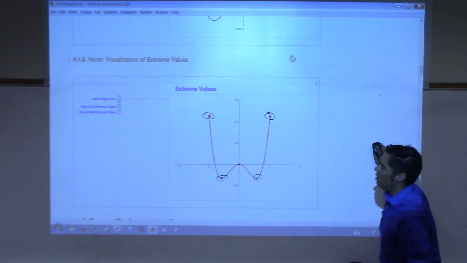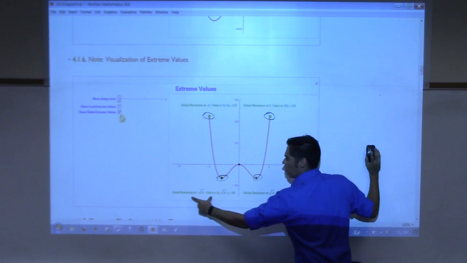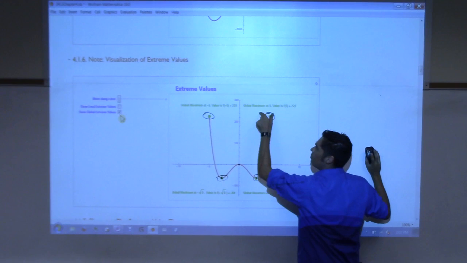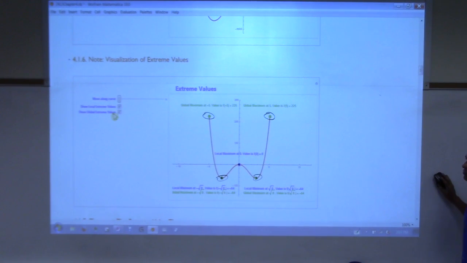So I'm going to label these. These are your globals, right? Global, global, global, global. And then our locals. Again, this is very geometric, very visual. Y'all following it? Okay.